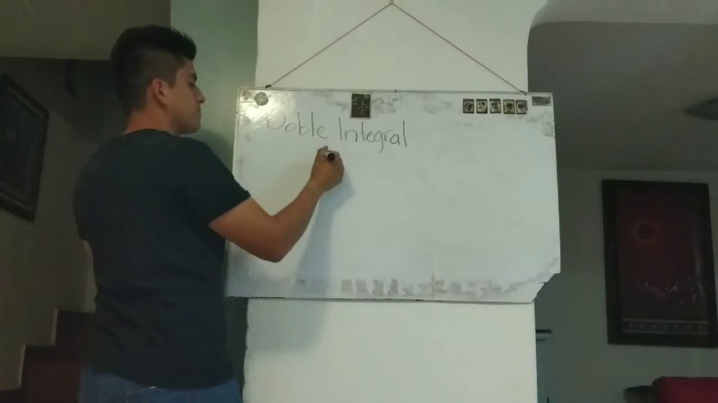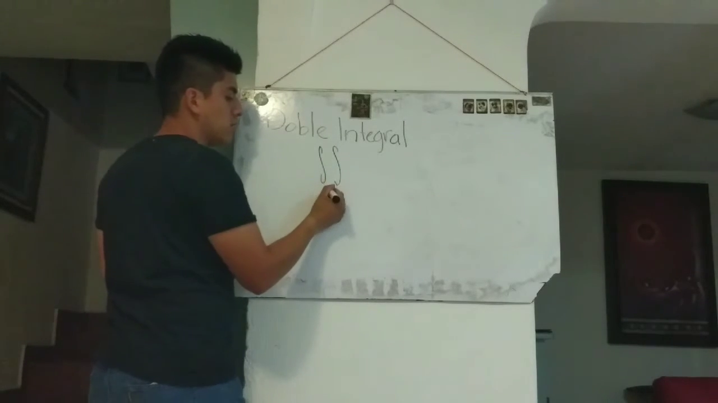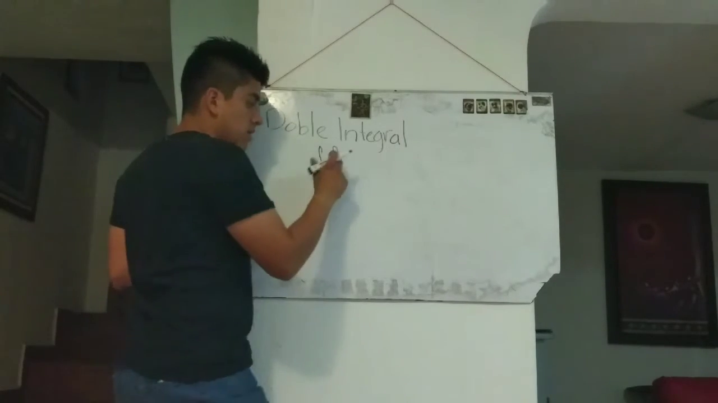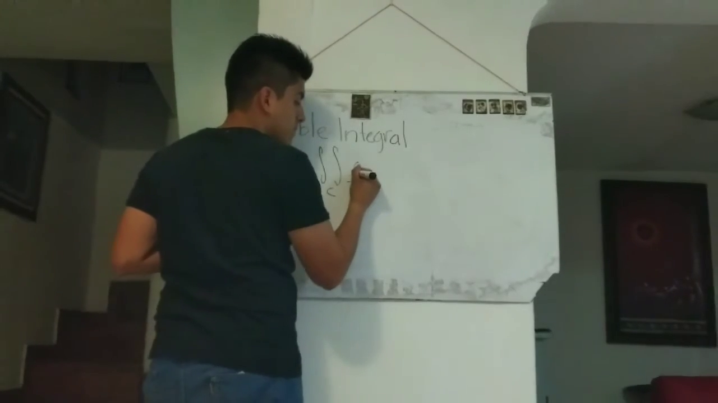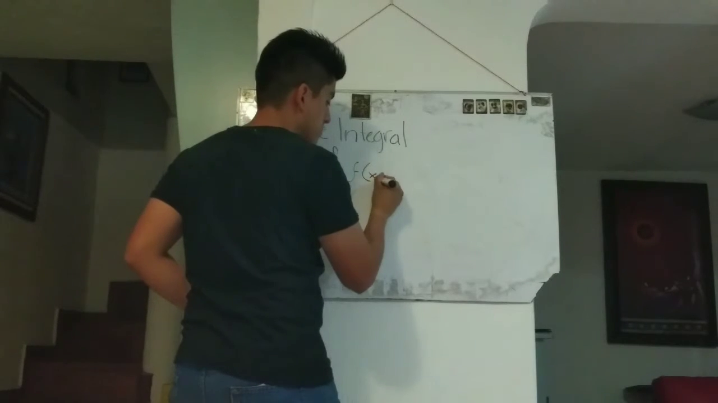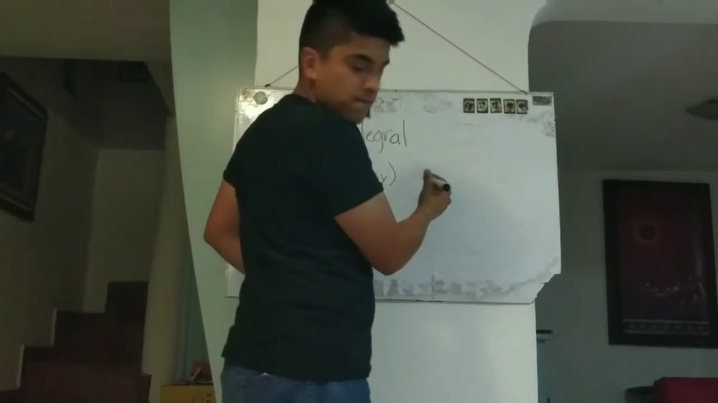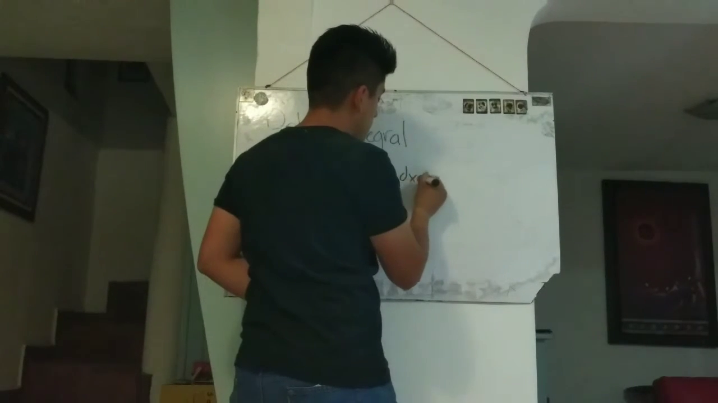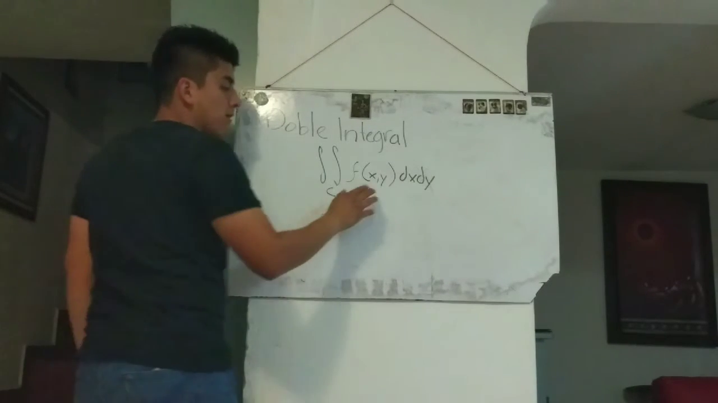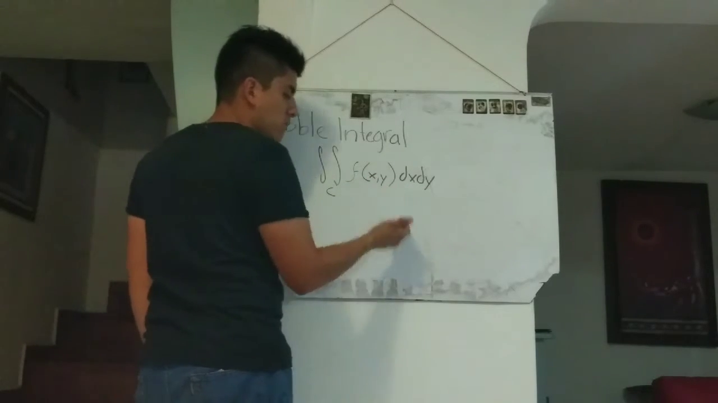So this is one integral, this is a double integral. Easy as that. This means that our function is going to be integrated twice. But as we're going to integrate twice, we need to have two values and two derivatives. From each value we can do a double integral.